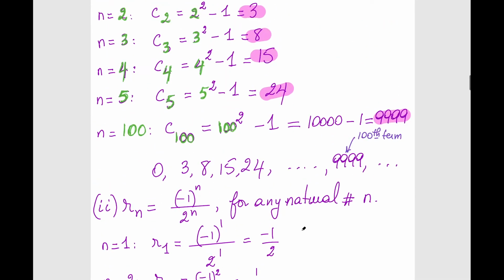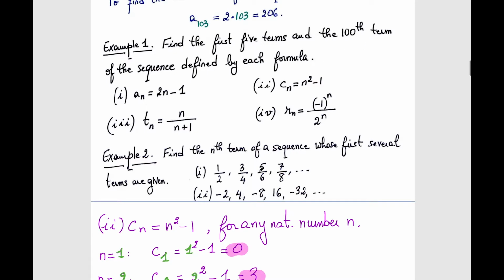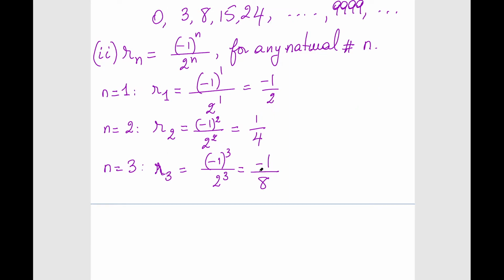All right, I'm not gonna go to the fifth one. I'm gonna just answer the 100th term, when n is 100. So when n is 100, I'm gonna still follow the recipe. The 100th term is gonna be minus 1 to power what? To power n, which is 100 in this case. So to power 100 divided by 2 to power 100.